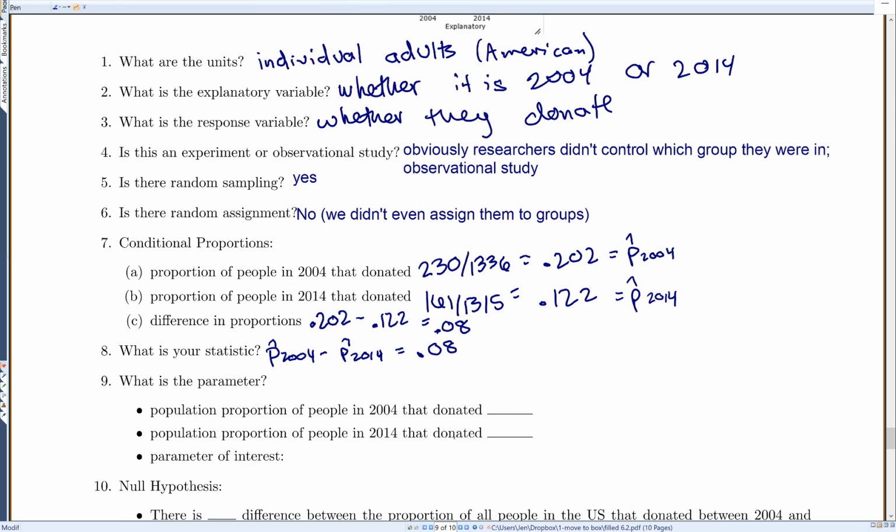You could think of the population proportion of people in 2004 that donated as pi for 2004, and the proportion of people that donated in 2014 as pi of 2014, so that's for the entire population. So my parameter of interest would be pi for 2004 minus pi for 2014. I don't know what that is, that's why we're going to use statistics to try and maybe estimate it with a confidence interval.